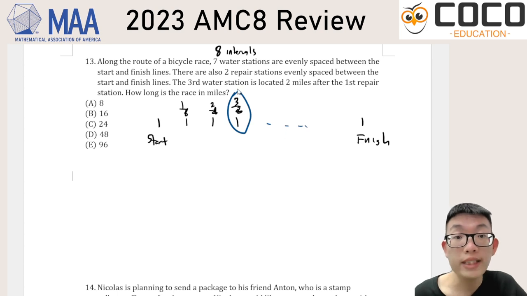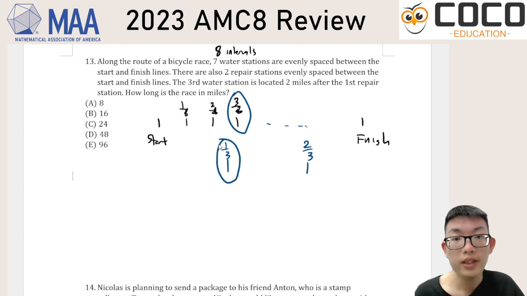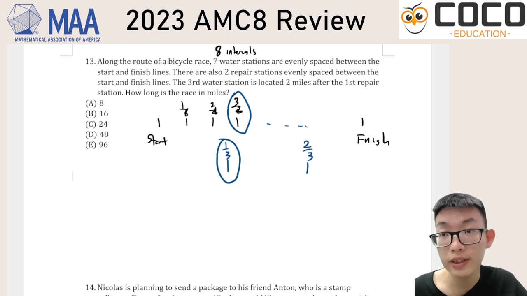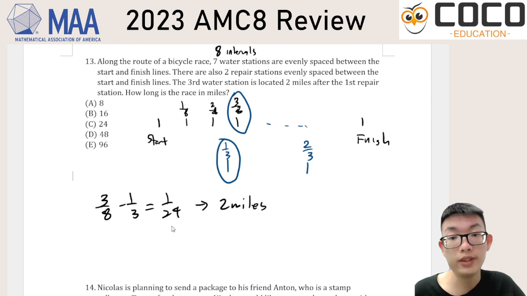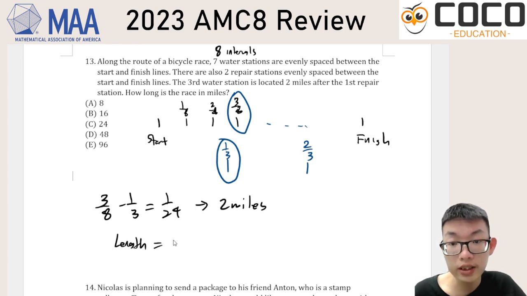There's also 2 repair stations, so that would be at the 1/3 and 2/3 marks. And again, I care only about the first repair station. And so the distance between the 1/3 point and the 3/8 point is 2 miles. So 3/8 minus 1/3 is 1/24, and 1/24 corresponds to 2 miles. And so therefore your length of the race is 24 times 2, which is 48 miles.